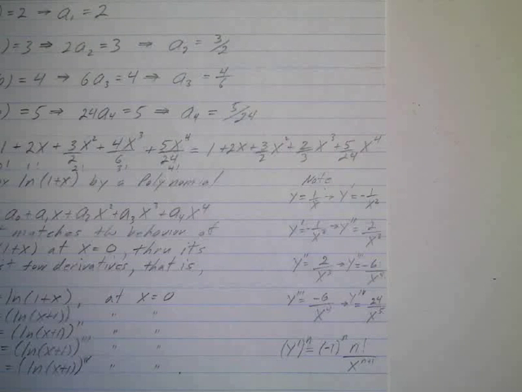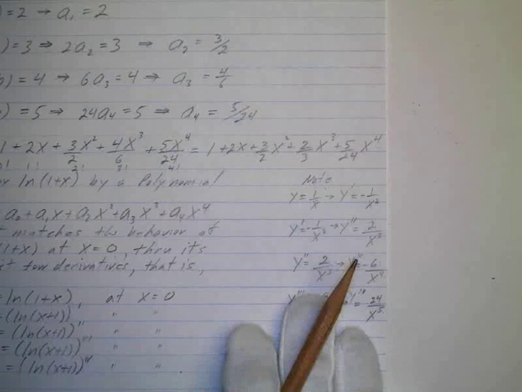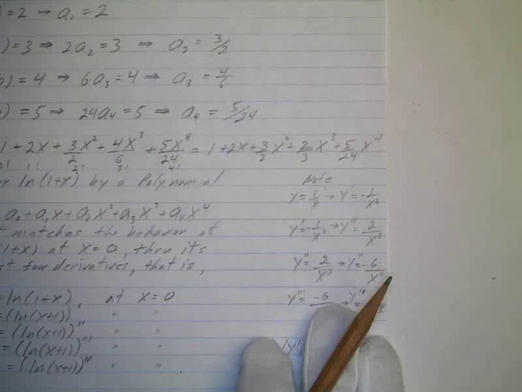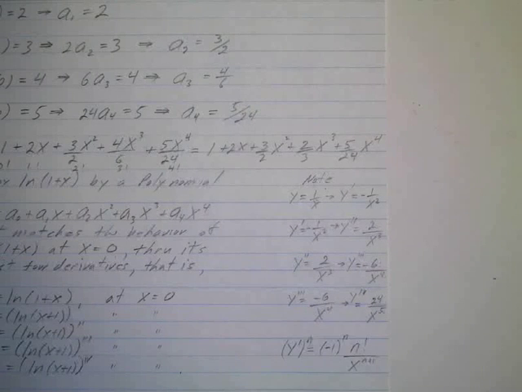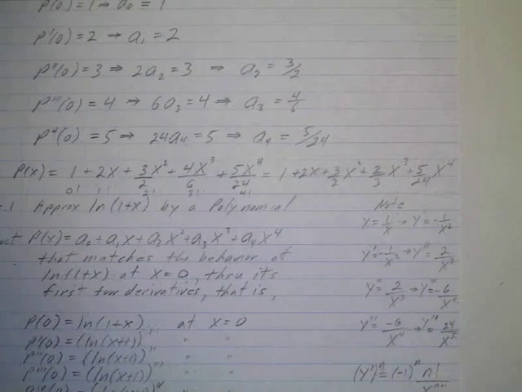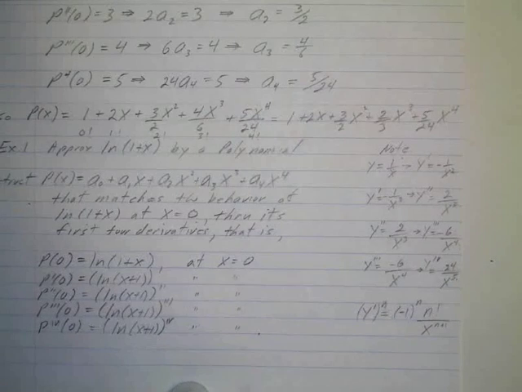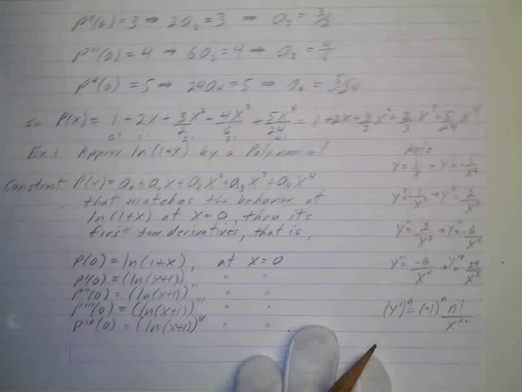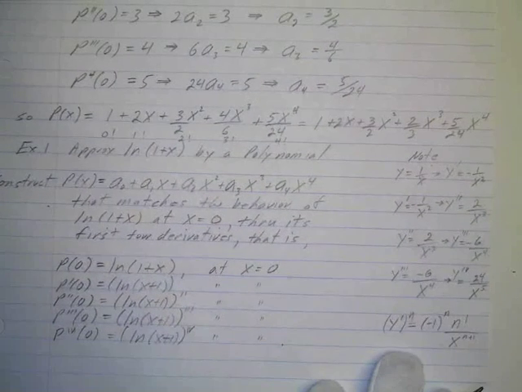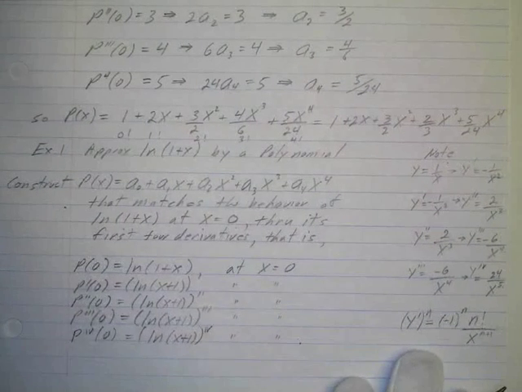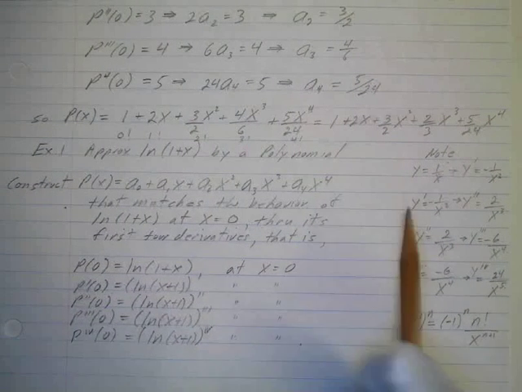on page 44, and it says, approximate the natural log of 1 plus x by a polynomial. So what we're going to do is try to come up with a polynomial. Now remember, I've talked about this before, that the natural log of 1 plus x is a transcendental function. We cannot calculate that using pencil and paper. But polynomial functions like this we can calculate.